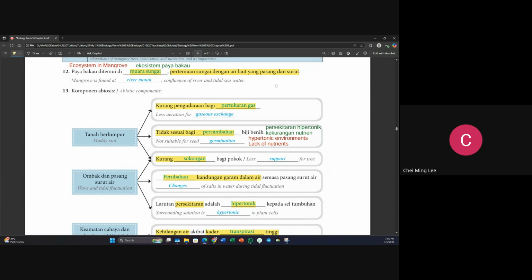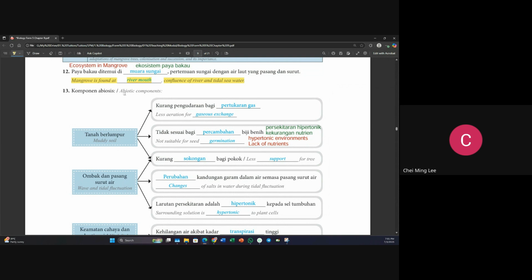All right, so let's see the ecosystem in mangrove. Now, mangrove normally forms at the river mouth, or the confluence of river and tidal seawater. Confluence means the meeting between the sea and the river mouth, in short.